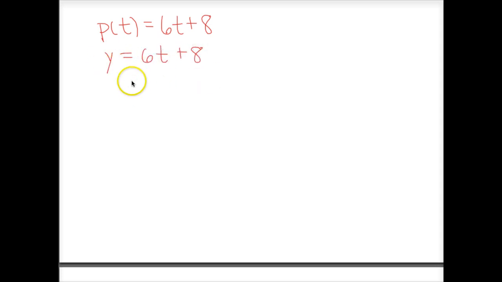So y equals 6t plus 8. Then the next step is to switch our variables. Usually we have y and x. Here we have y and t, which is fine. Just switch them. So t equals 6y plus 8.